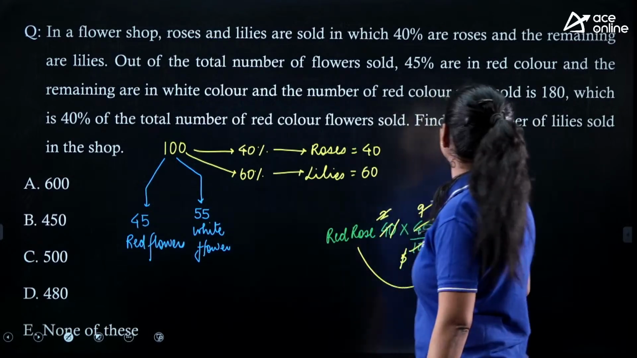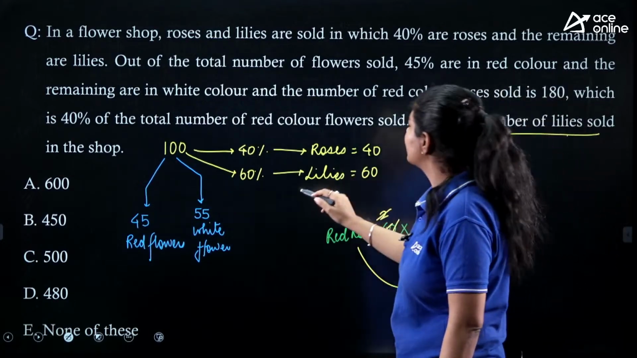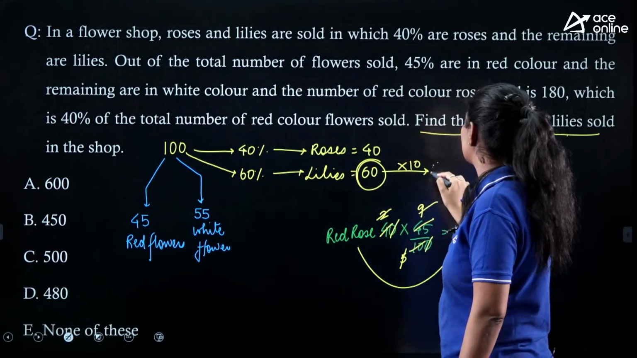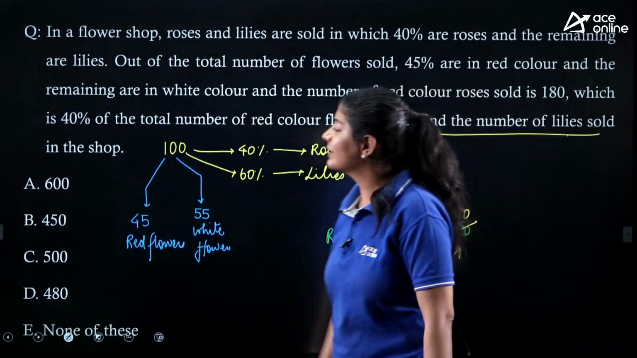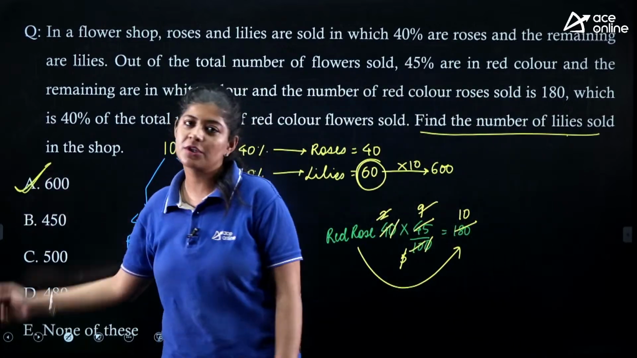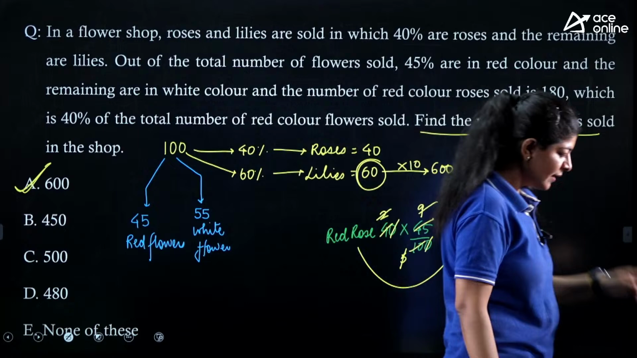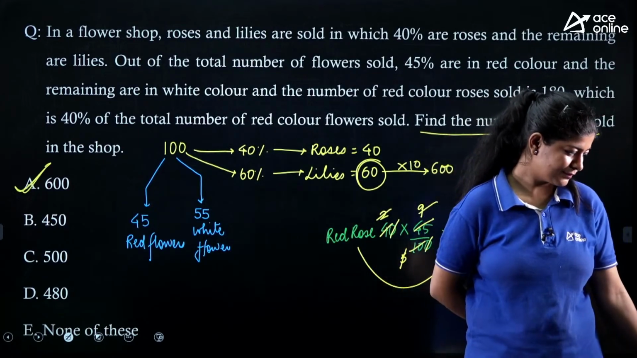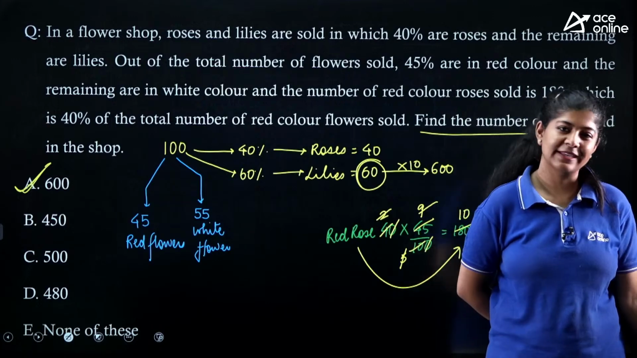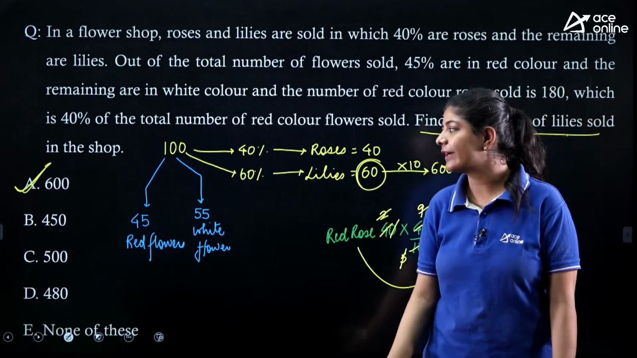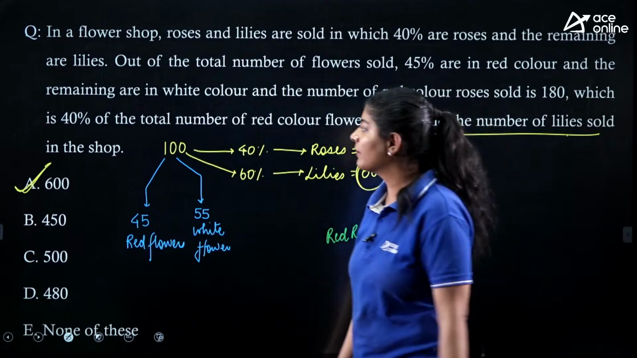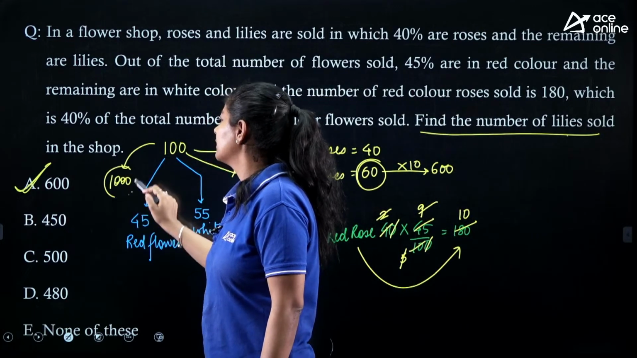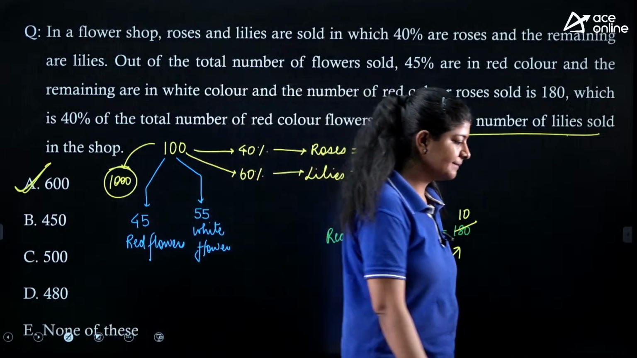Now we need to find out the number of lilies sold. Here we are having 60, but this value is also present on the multiple of 10. That means a total of 600 lilies are sold. Option number A is the correct one. It's a very easy one. If we have to find out the total number of flowers, the total number of flowers that we are having over here is 1000, right? Next.